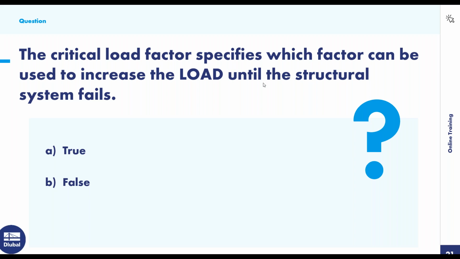All right, so the statement was: the critical load factor specifies which factor can be used to increase the load until the structural system fails. And it looks like everyone got it correct. Everyone answered true. That was correct. The critical load factor, if it's above 1, means your structural system is stable. And if it's below 1, it is unstable and the system will fail. That all has to do with the loading basically. So great, we can go back to RFEM.